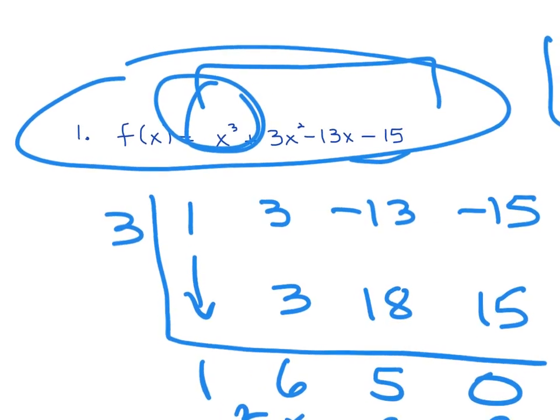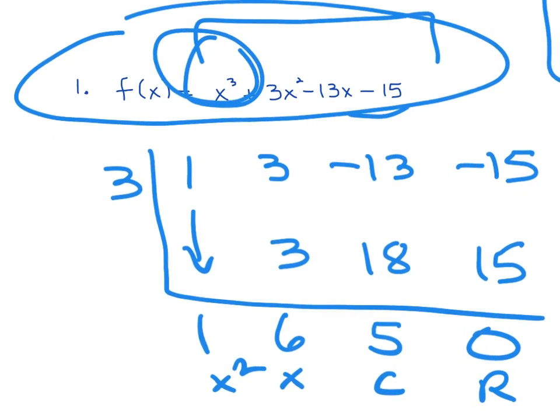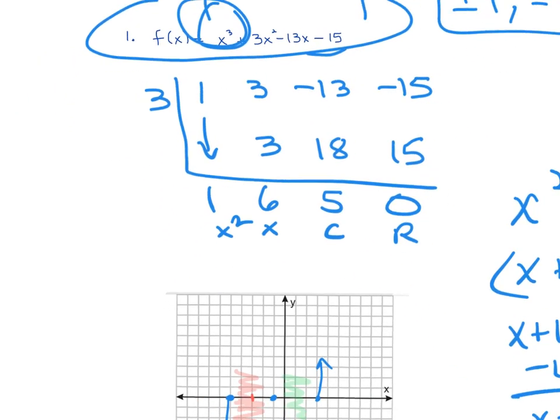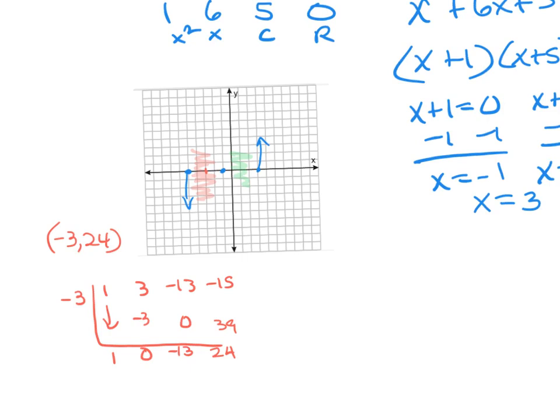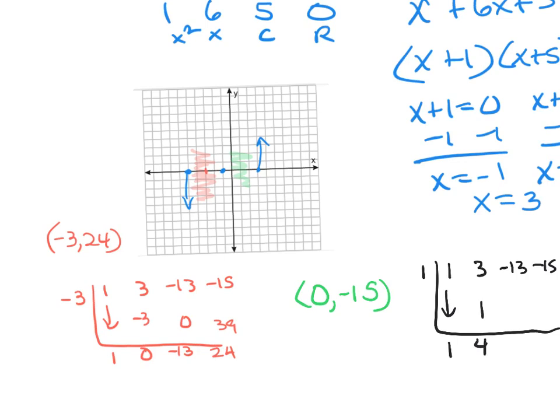If I plug in 0 to get my y-intercept, it's going to be at negative 15. Are you with me on that? You plug in 0 for x. So my other ordered pair, that's going to be in that green section, is 0, negative 15. Now, let's say you wanted one other one besides the y-intercept. Let's go ahead and do a synthetic division problem, and let's put in a 1. So 1, 3, negative 13, negative 15. Drop it down. 4, negative 9, negative 24. So now I have another ordered pair that I could also graph.